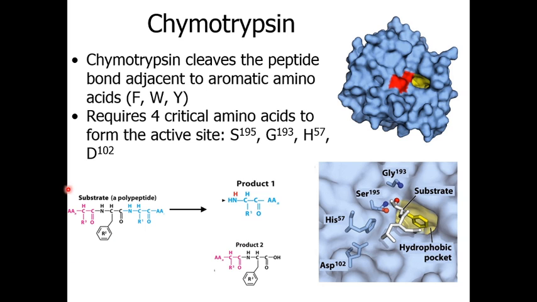And a substrate of this enzyme looks like this. AA could be any amino acid that is followed by an aromatic amino acid. An example that is shown here is phenylalanine. And chymotrypsin cleaves on the C terminus of this aromatic amino acid. And after cleaving, you can see there are 2 products, product 1 and product 2.